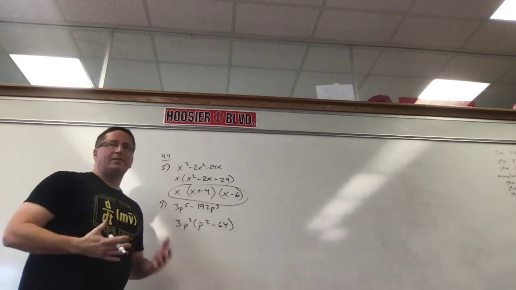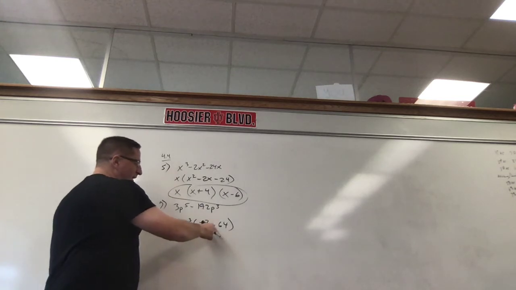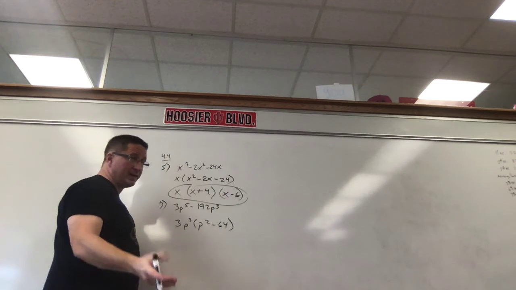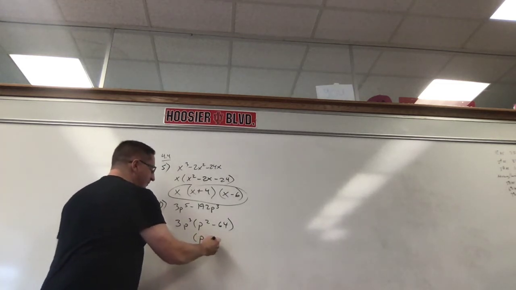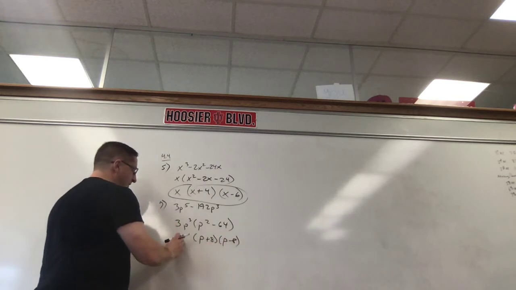If you only learn one thing with factoring, this is what you need to know. A difference of squares. Difference means subtraction. And squares. P squared is obviously a square, and 64 is 8 squared. So that factors to p plus 8 and p take away 8. And we have a 3p out. Oh, oops, that's a 3p.